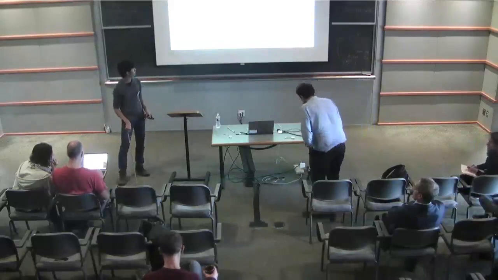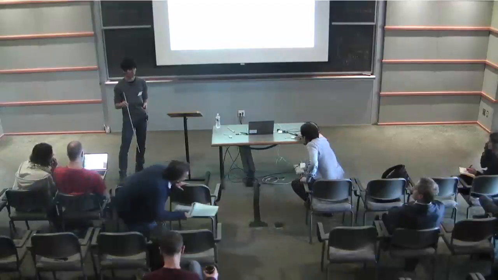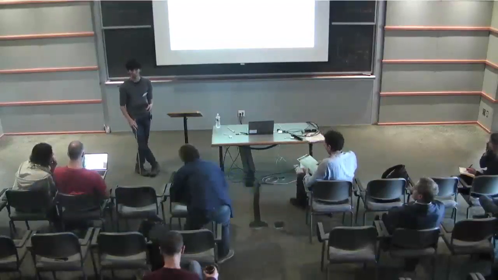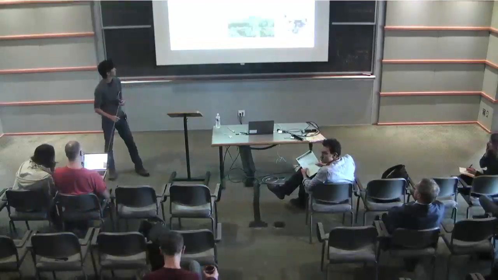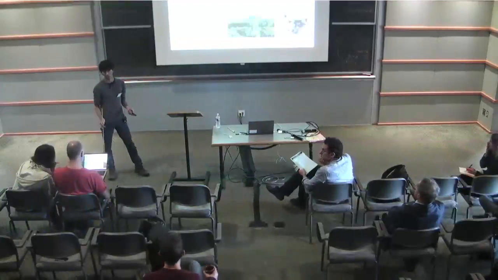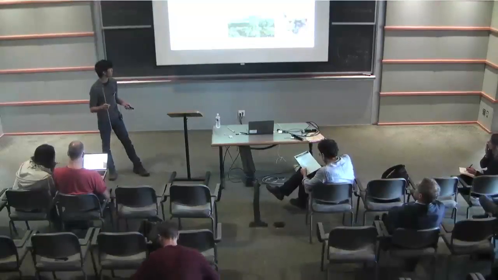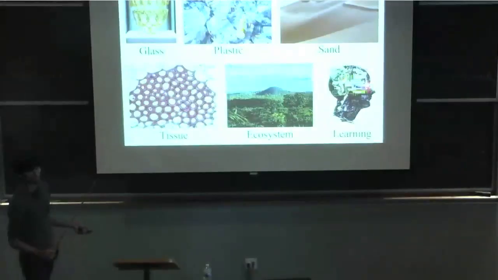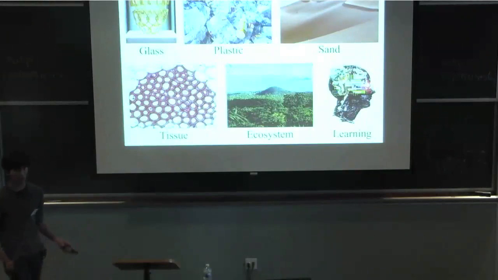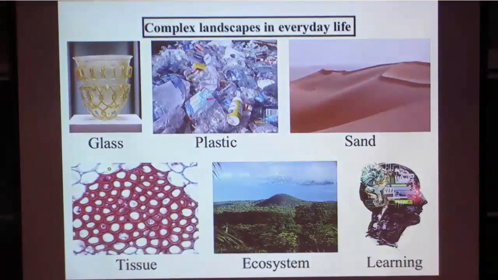I'm studying the physics of machine learning at Facebook AI Research. But in my previous academic life, I was also studying glass, and that's what I'm supposed to talk about today. The complex landscape, which is the theme of this conference, governs many things in everyday life. A prototypical example is glasses, and also plastic and sand. But these days, people also study biological tissues and ecosystems. And some people say that machine learning is also governed by a complex landscape.